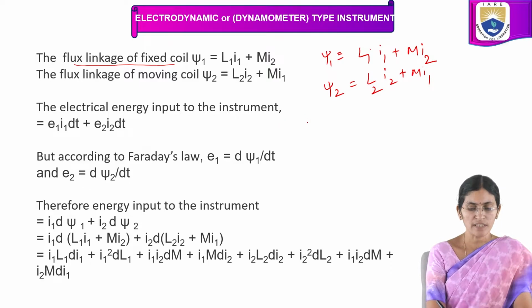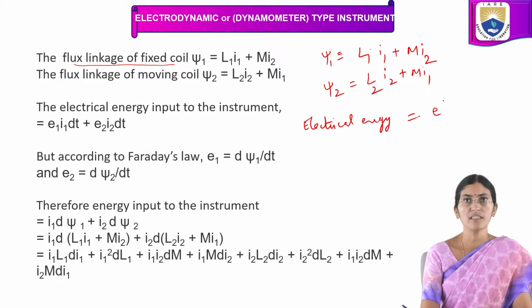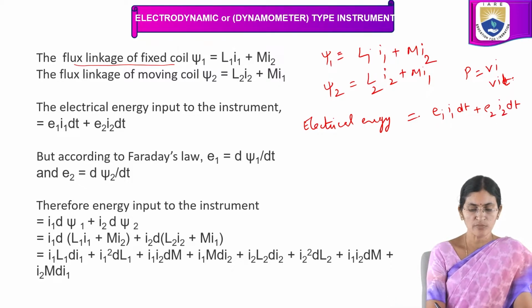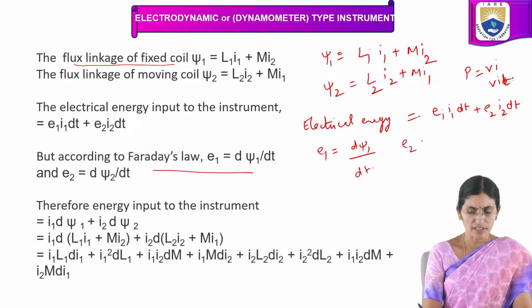We know that the electrical energy input is given by power, that is VI, multiplied by time. So for a small change in time, we can write it as E1 I1 dt plus E2 I2 dt, where V is nothing but E here. According to Faraday's law, E1, or V1, is equal to d psi 1 by dt, and we can write E2 as d psi 2 by dt.